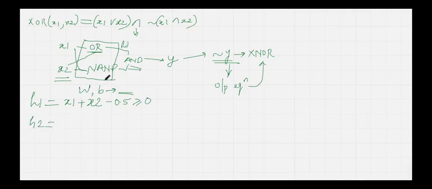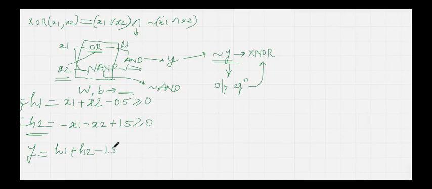Similarly, H2 is performing NAND. NAND means nothing but negation of AND. So we know the equation for AND, and we are just negating it. So here we got the equation as minus x1 minus x2 plus 1.5, which should be greater than or equal to 0. So we have two equations here. Then the final output is performing AND between H1 and H2. So we know for H1 plus H2 minus 1.5 is the AND gate equation, and this should be greater than or equal to 0. So these were the equations which we got from the video lecture for designing a XOR gate.